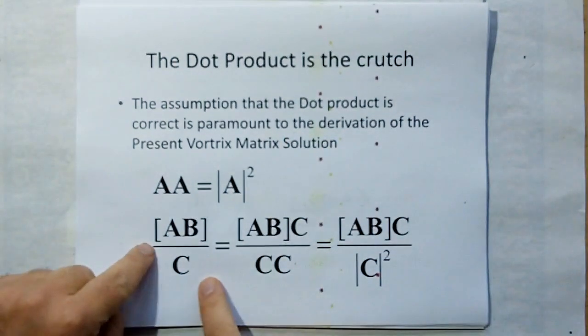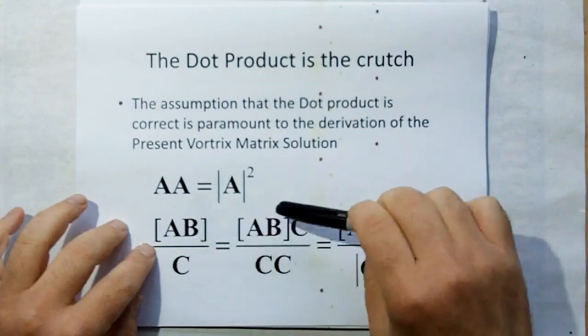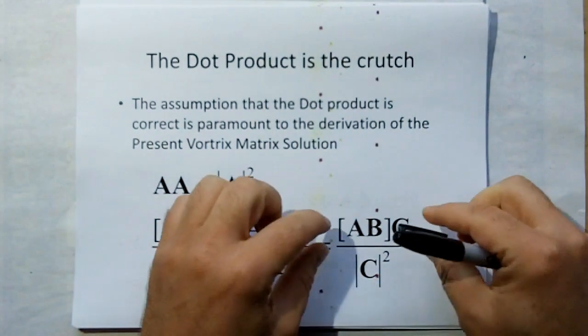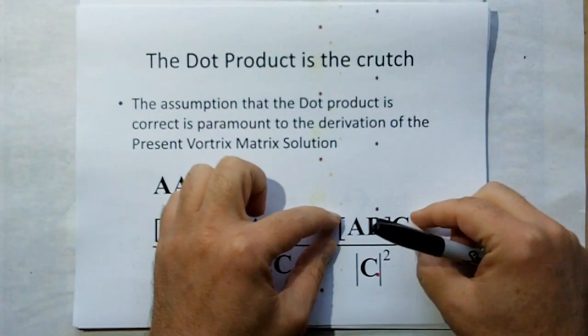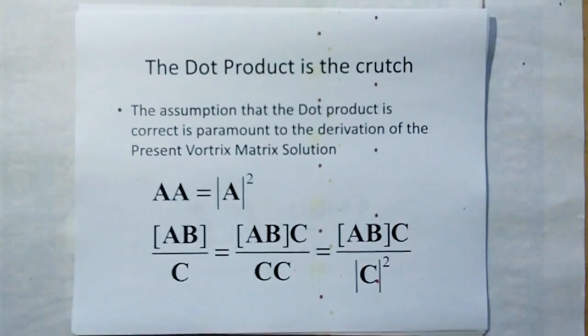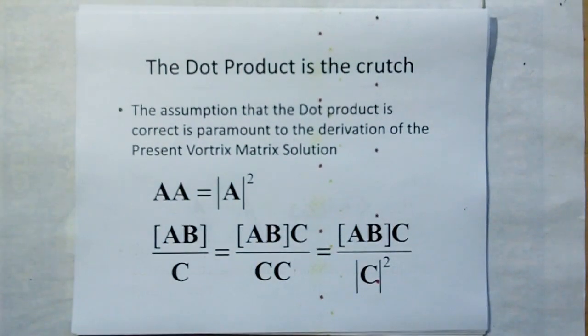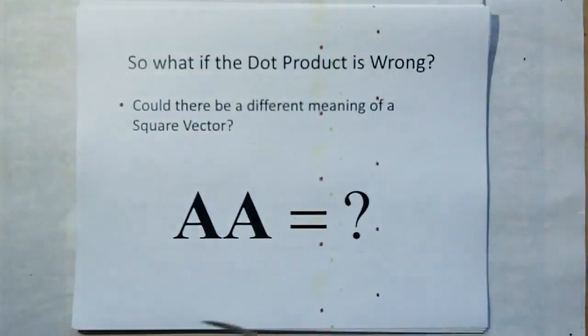And then we do the same thing they do in complex math. We multiply the top and bottom by c, and because this is a square vector, it turns into a scalar, and then we can reduce the entire derivation of Vortrix algebra to a triple product. We're going to cover this more in the next video, but the question is, what if the square vector doesn't come out to a scalar? What if it comes out to something else? And so the question we have to ask is, is there a different meaning to the square vector?